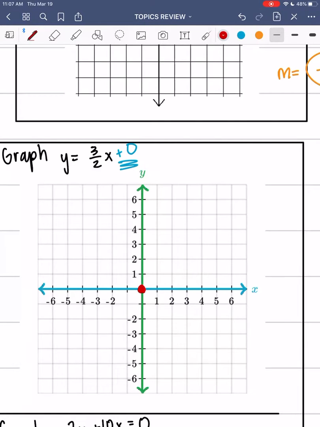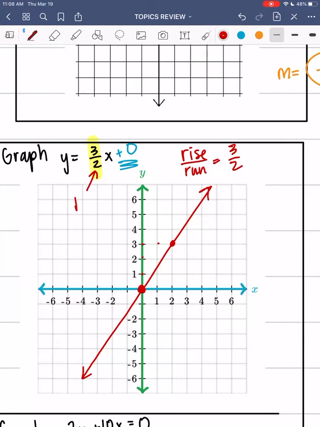And then our slope is the number in front of x, that's 3 over 2. So we have rise over run is 3 over 2. So from the point that we already have, we rise 3, 1, 2, 3, run 2, 1, 2. So here's our line. Nice. And we would expect that to go up from left to right because our slope was positive.